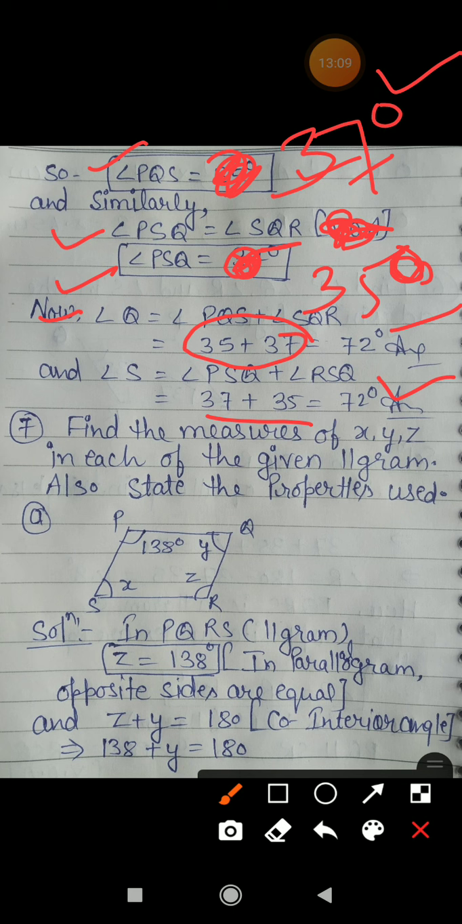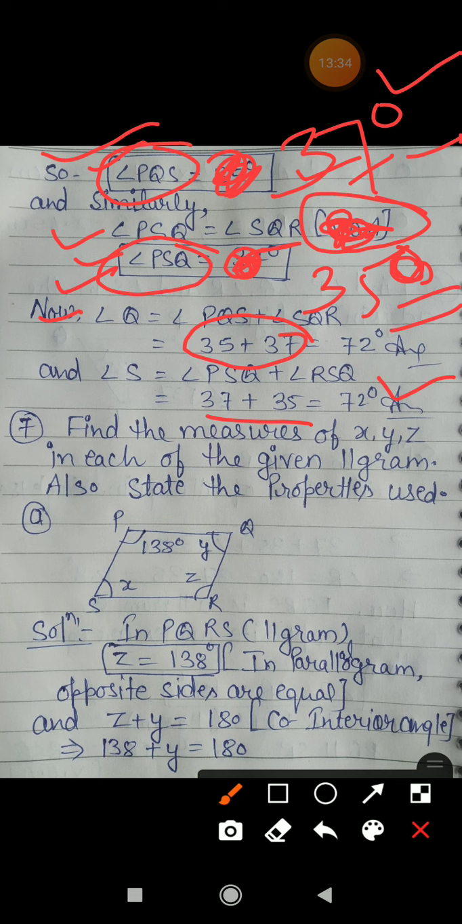Okay, so here you have to change these things. This value is 37 and this value is 35. Okay, this value is 35 and this value is 37, and also it is not a vertical opposite angle, it is an alternate interior angle. Clear? So you have to write here the property: alternate interior angle.